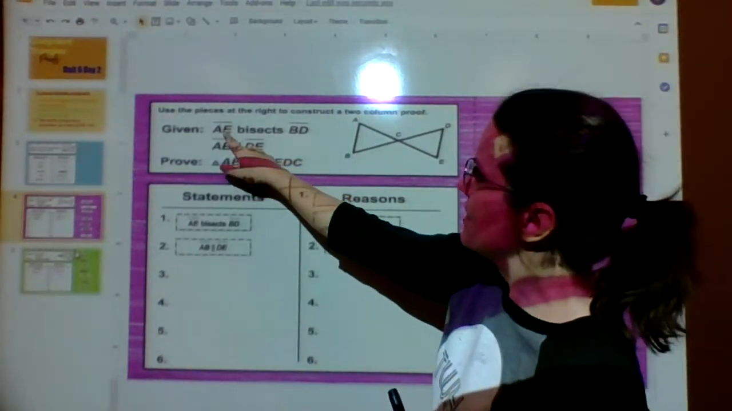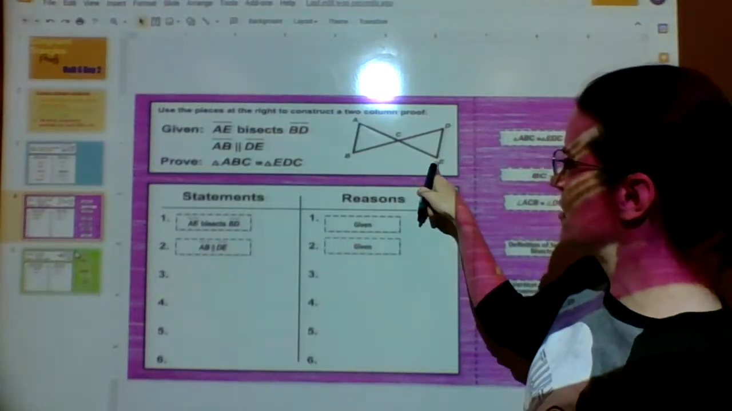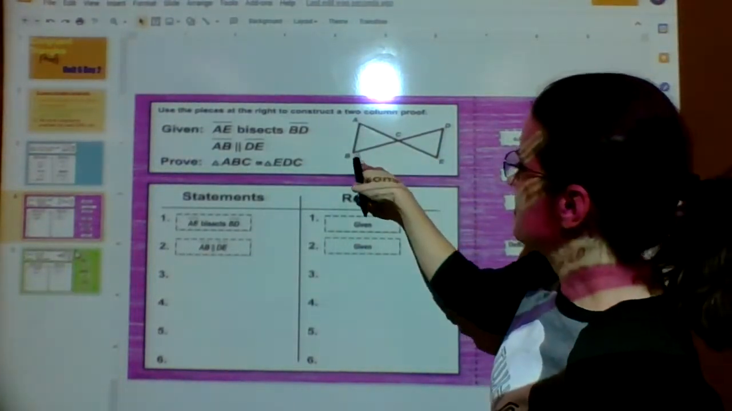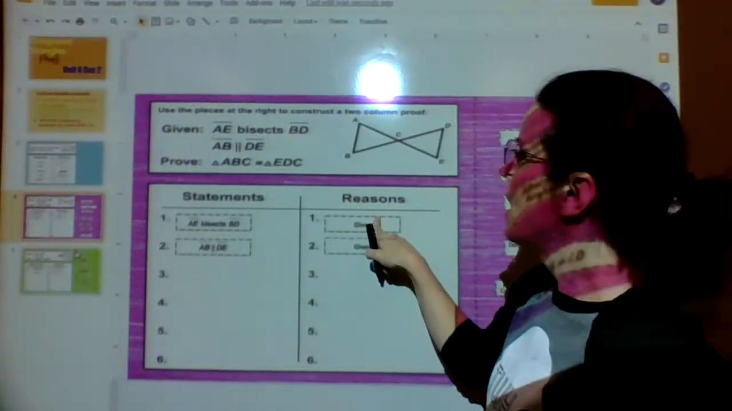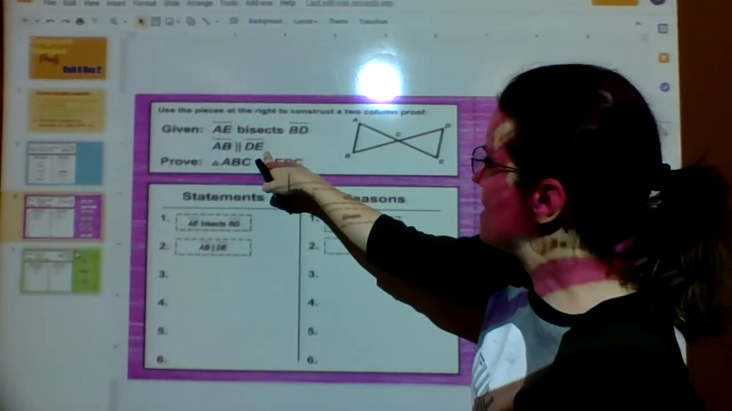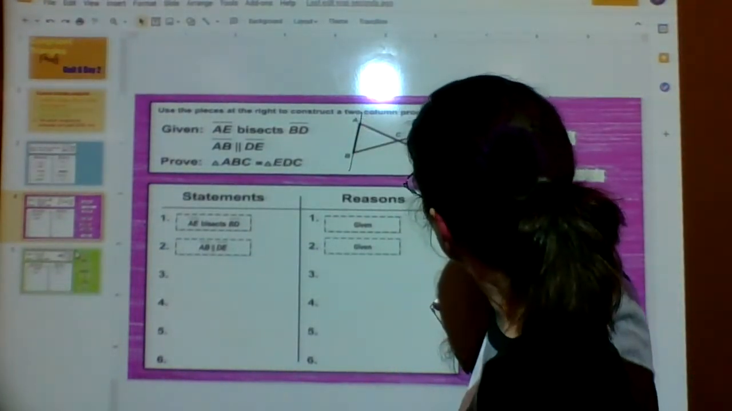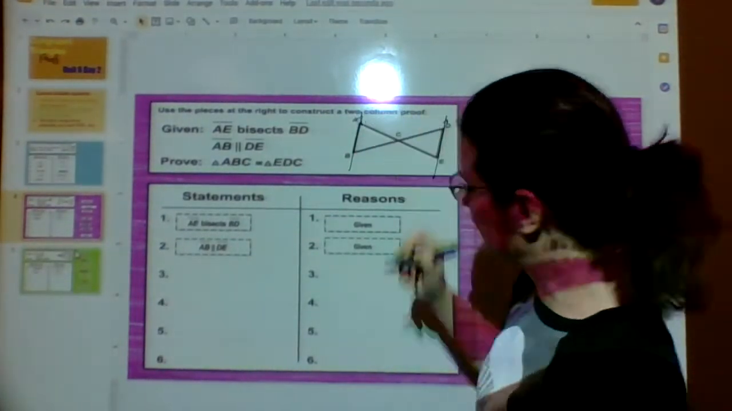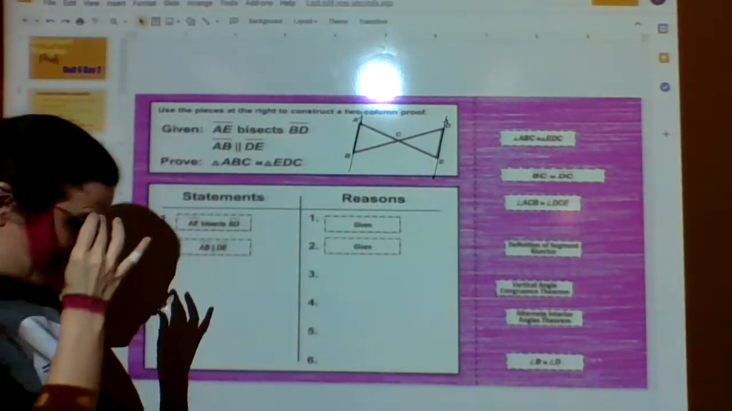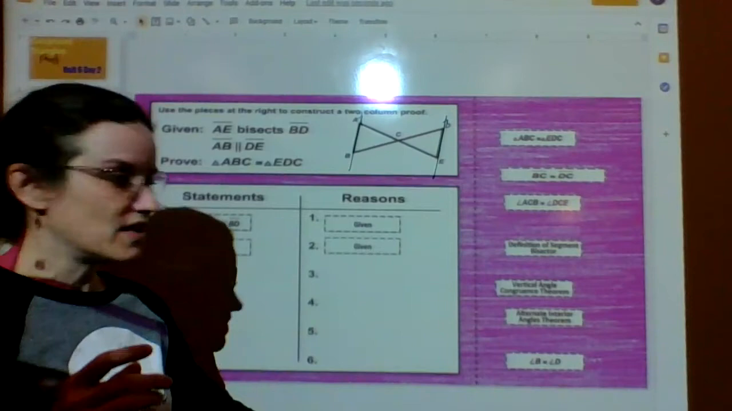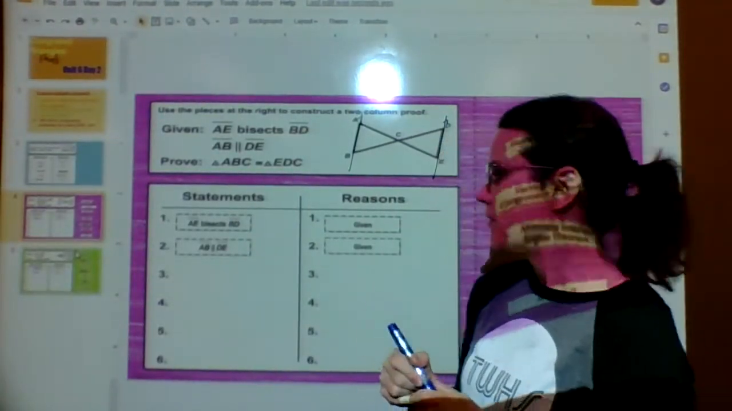So I'm given that AE bisects BD. So this long line here bisects BD. Okay? And so I've put that here. And then I'm given that AB is parallel to DE. So this guy is parallel to this guy. Okay, and that's all I'm given. And I have to find anything I can to prove stuff congruent. Remember, I'm trying to prove triangles congruent, so I need 3 things, right?